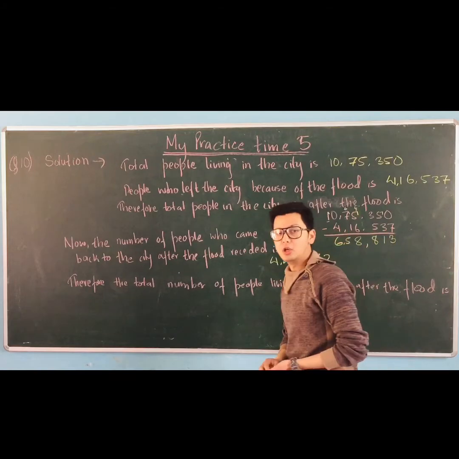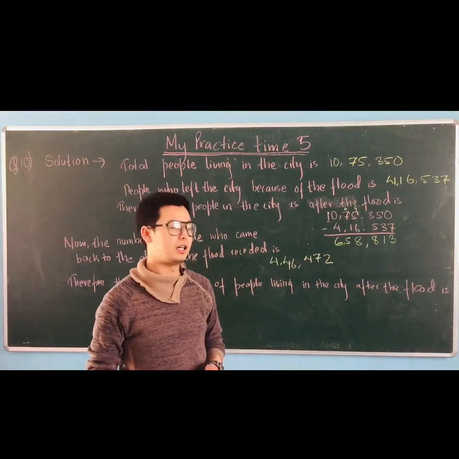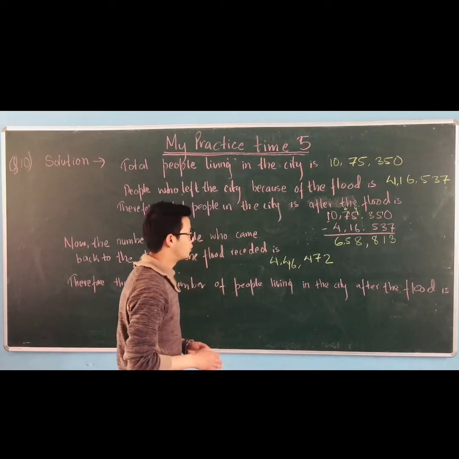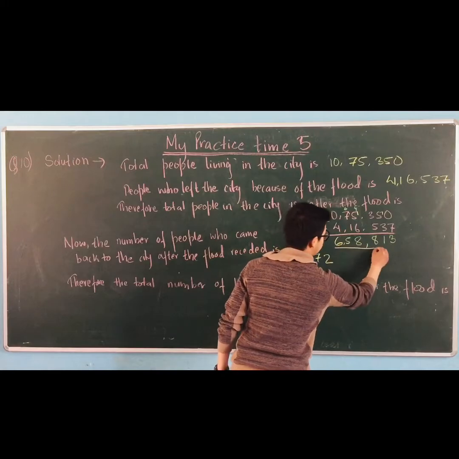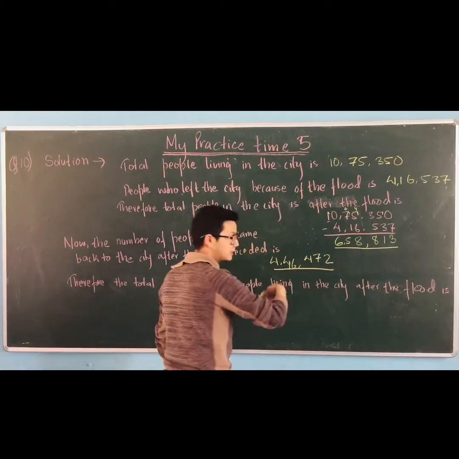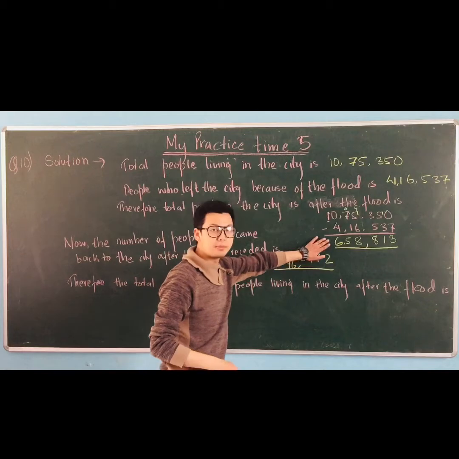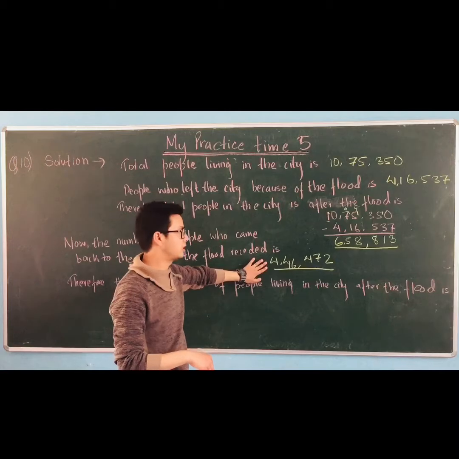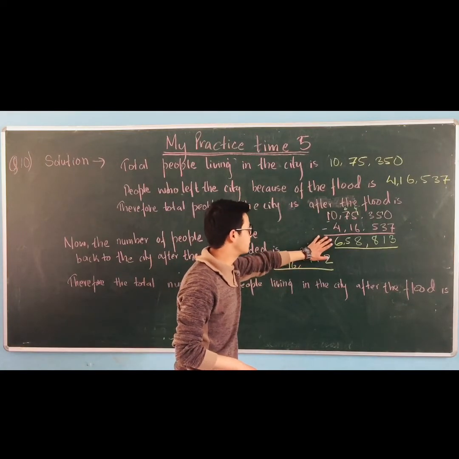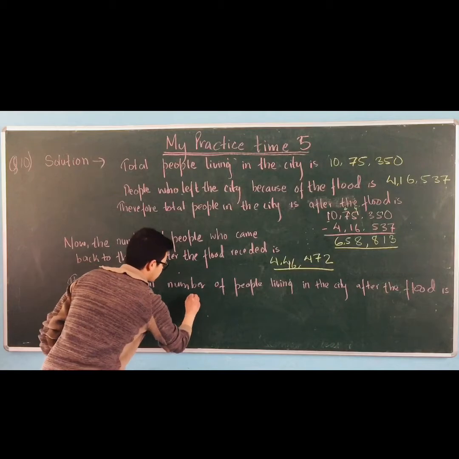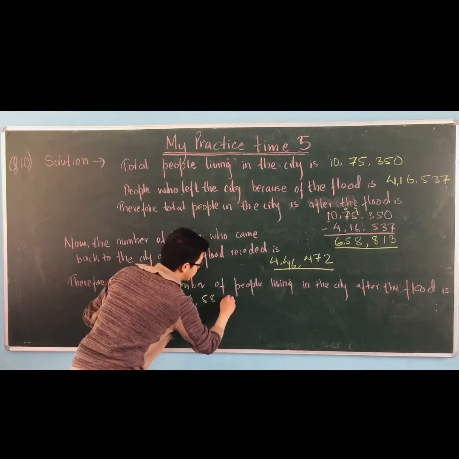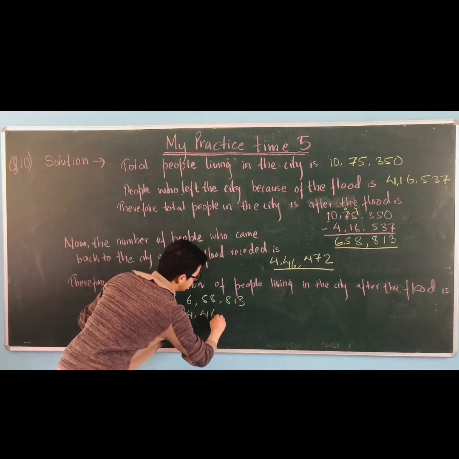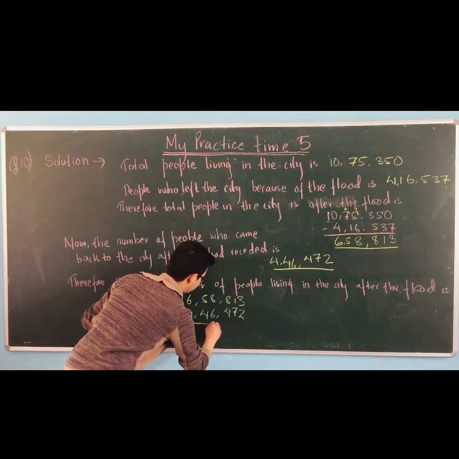Now the question is asking you to find the total number of people that came back to the city after the flood had receded. So what we have to do is add this number plus the people that came back to the city. Okay, so this is the total number that was present in the city, and this is the total number that came back to the city after the flood receded. So you just have to add this plus this. So I'm going to do it here. 6,58,830 plus 4,46,472. So you have to add.